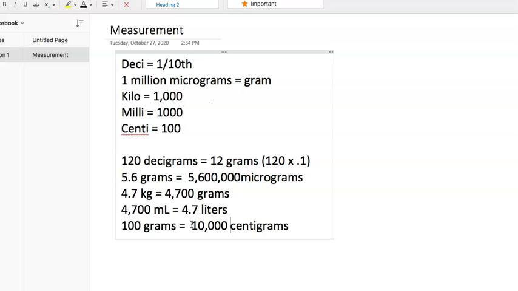Okay, so that's the measurement stuff you want. You really need to know all of these five, but those are in order of importance and the most likely that you'll see on the exam, with deci being first and 1 million micrograms in 1 gram being second.